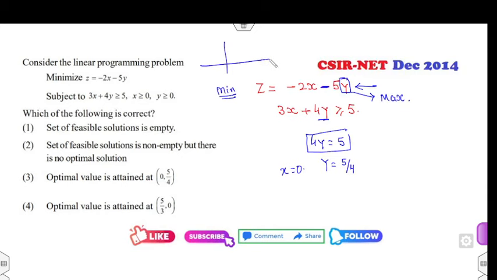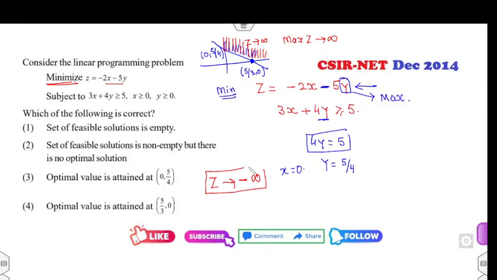Otherwise, you can draw it graphically: 3x1 + 4y. This is the reason. What is the coordinate of this? (5/3, 0) and (0, 5/4). Now you can clearly see that z goes to infinity. The maximum of z goes to infinity, but we need the minimum of z. So in this feasible region, what is the value of z? z will go to minus infinity, because x will go to infinity and y will go to infinity.